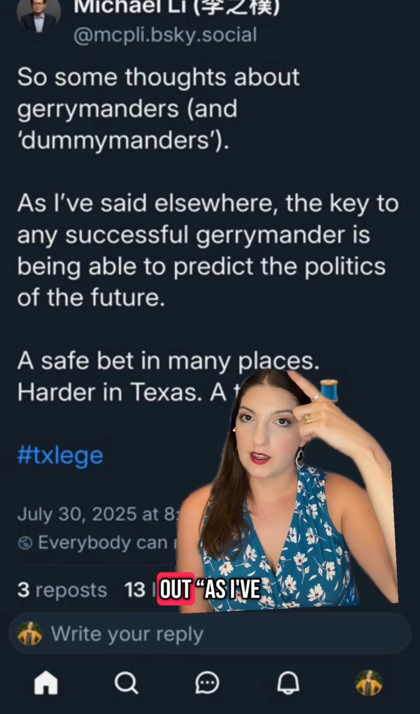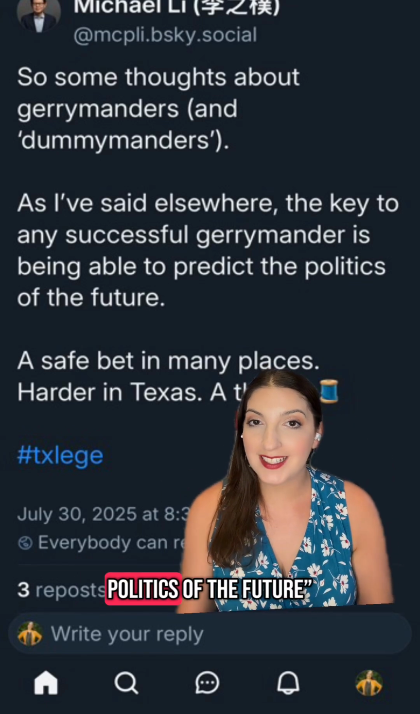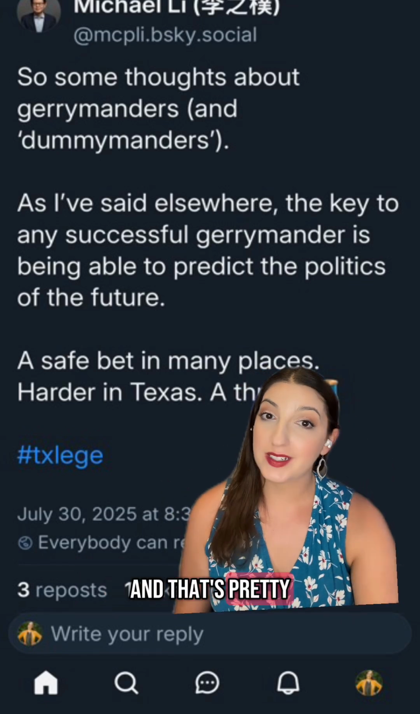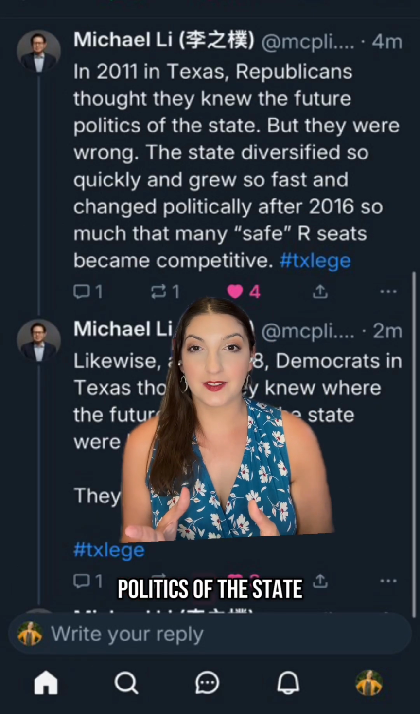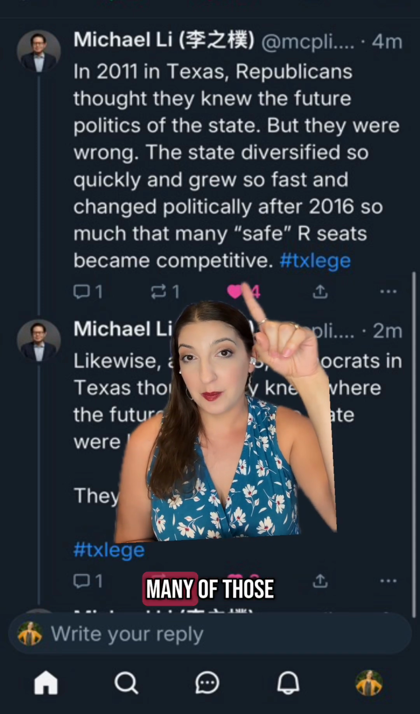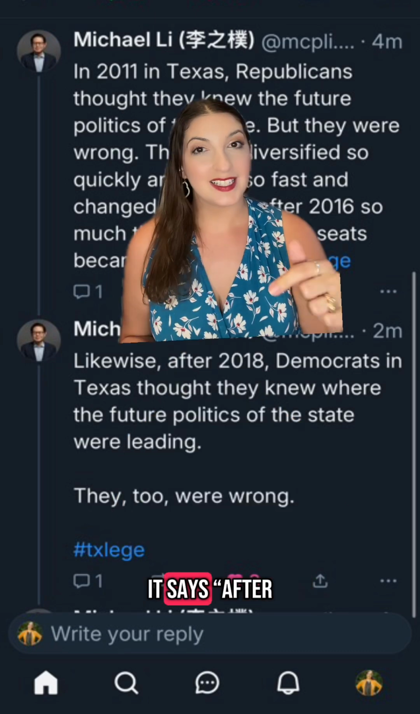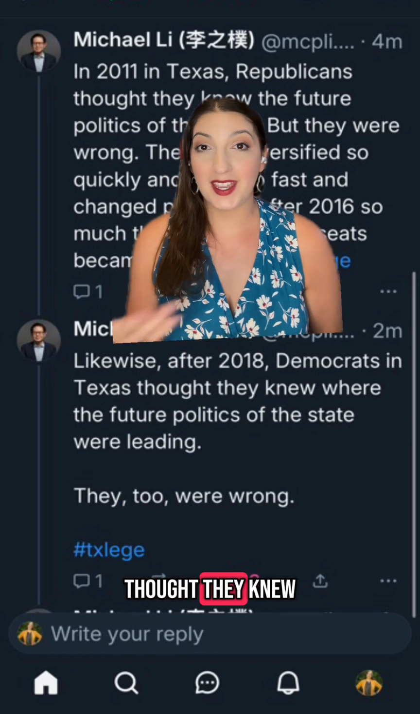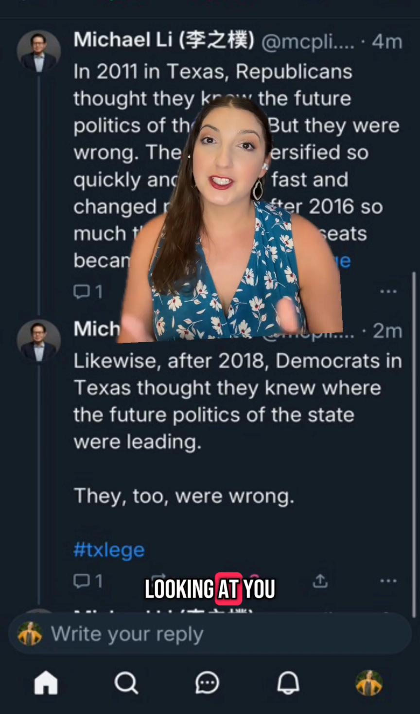Here, Michael Lee points out, as I've said elsewhere, the key to any successful gerrymander is being able to predict the politics of the future. And that's pretty tough in Texas. In 2011, Texas Republicans thought they knew the future politics of the state, and they drew the maps accordingly, and they were wrong. And it changed many of those safe Republican seats into competitive seats. He says after 2018, Democrats in Texas thought they knew where the future politics of the state were leading, and they were wrong too. Looking at you, South Texas.